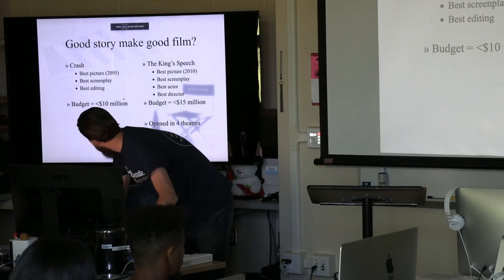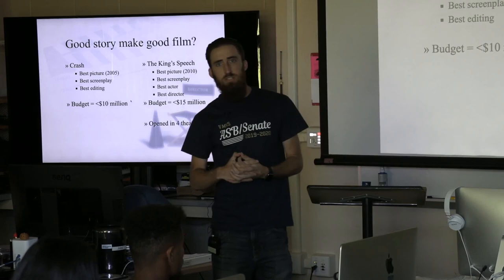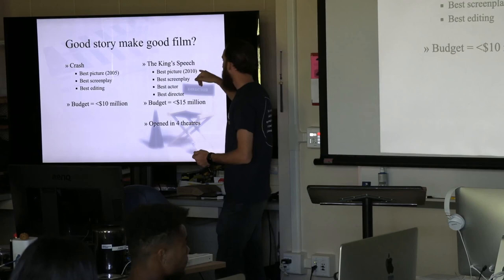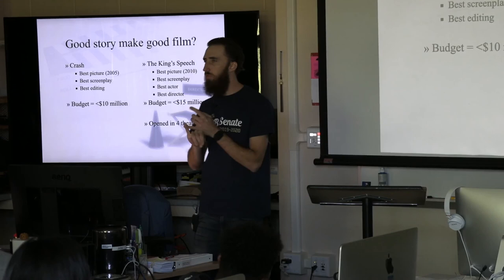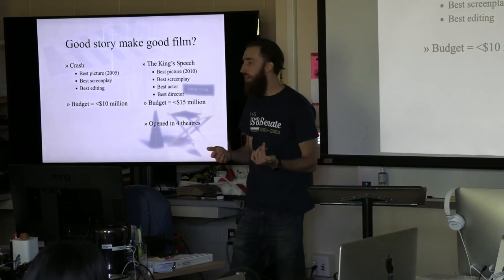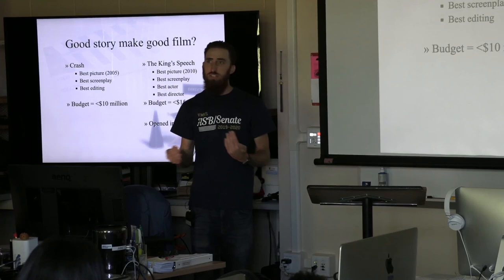Okay, if you want to take a look at these two films that won Best Picture in 2005 and in 2010, Crash only had a budget of less than $10 million in order for it to be filmed. The King's Speech had a budget of less than $15 million and it only opened in 4 theaters. One in LA, one in New York, I think one in Chicago, and I think San Francisco was the other one. Only 4 theaters. That's it. And they were still able to get the Best Picture of the Year. It ended up beating out Inception, actually, for Best Picture of the Year, if I remember correctly. Had the same amount of awards as Inception, but yeah.